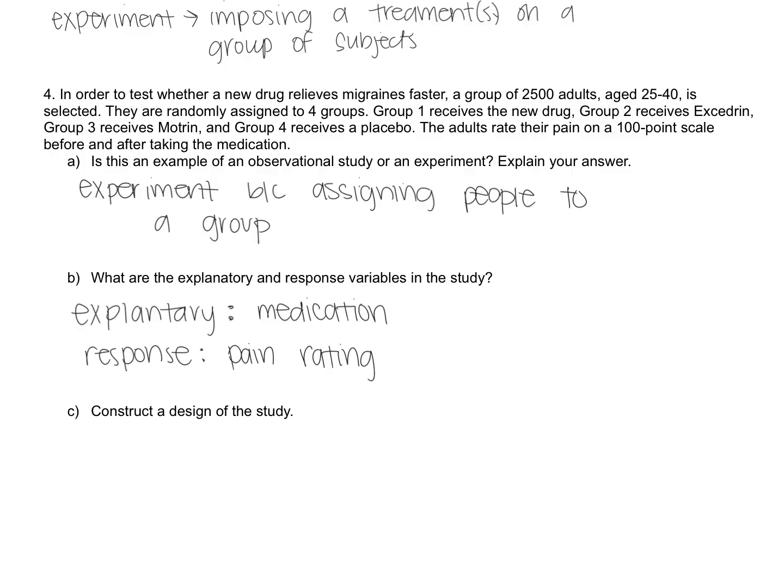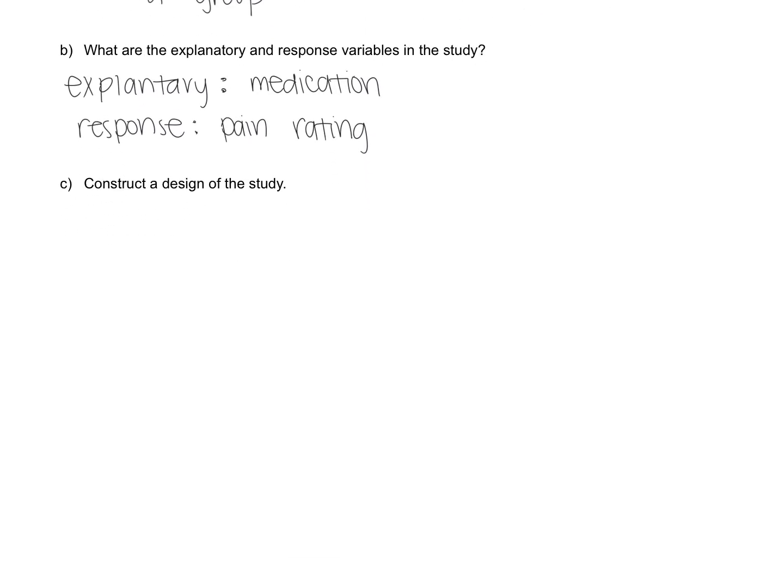Now we want to construct a design of the study. You can construct a design using words. It can just be like a paragraph explaining how you would do the experiment. Another easy way to do it is to do a tree diagram, which I think is a little bit easier, but it's personal preference. Either way, you have to start with your sample. So we start with our 2,500 adults, which are going to be in one of 4 groups.